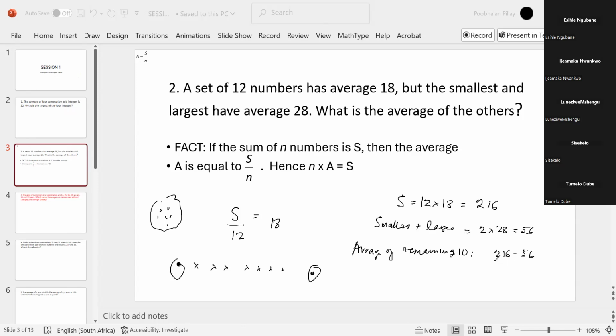And to find the average of that, you simply divide by 10. If you work this out, you get 160. 160 divided by 10, so the average of the remaining 10 is 16. So the average is equal to the sum of the numbers, 216 minus 56, which you can calculate first, and then divide by 10. Okay, so that's the second problem.